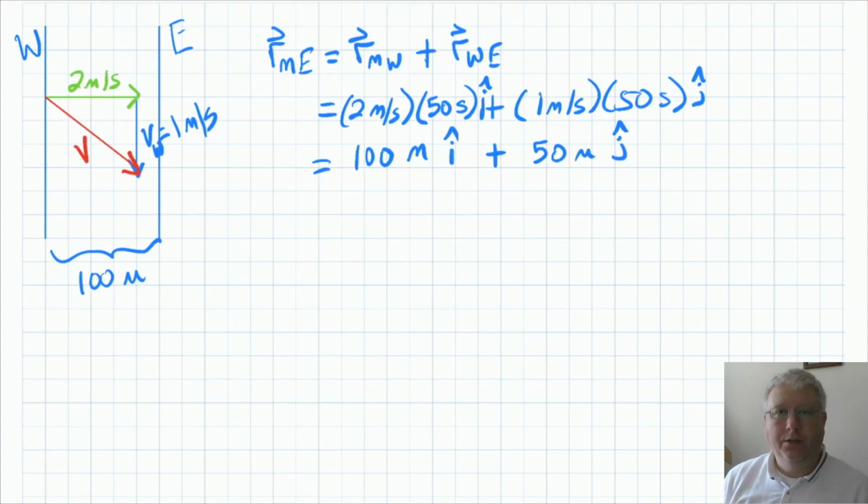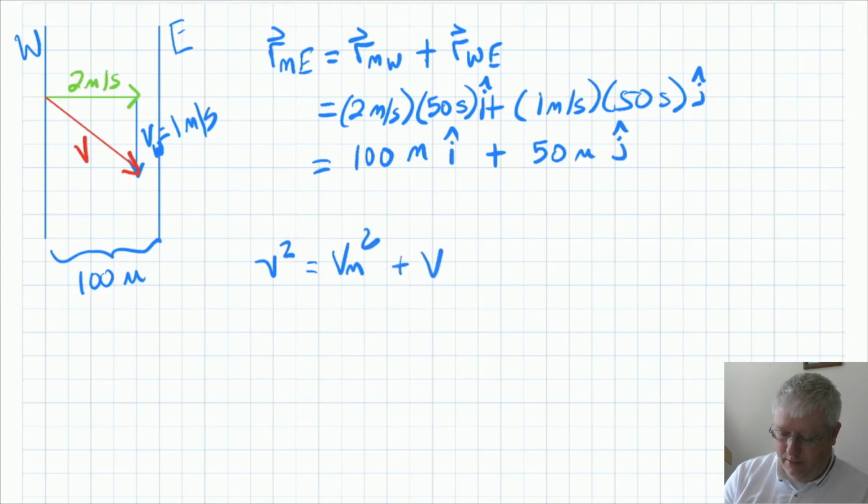Okay, so what actually is my velocity? So I'm rowing at 2 meters per second. The water's pushing me at 1 meter per second. So how do I find that? Well, I have a nice right triangle here. So I just need to use the Pythagorean theorem: v squared equals v me squared plus the velocity of the water squared.